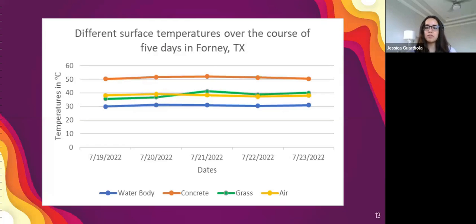Here is a line plot of the different surface temperatures over the course of 5 days in Forney, Texas. As you can see, the highest contributor to Forney's urban heat island is concrete, while the lowest is water body. And in between is the grass and air, which intertwine in the middle.